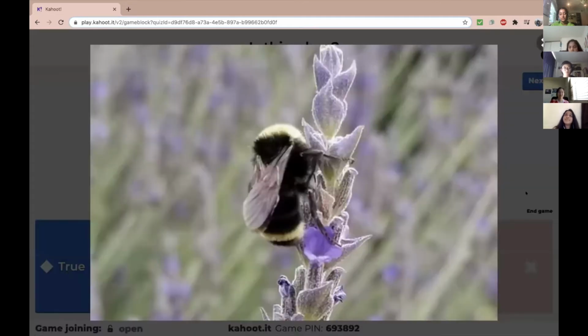So yeah, this is a bumblebee that I took a picture of around a month ago while I was on a walk. So you'll probably be able to find them everywhere since they're pretty common. They're very cute little fuzzy bees.